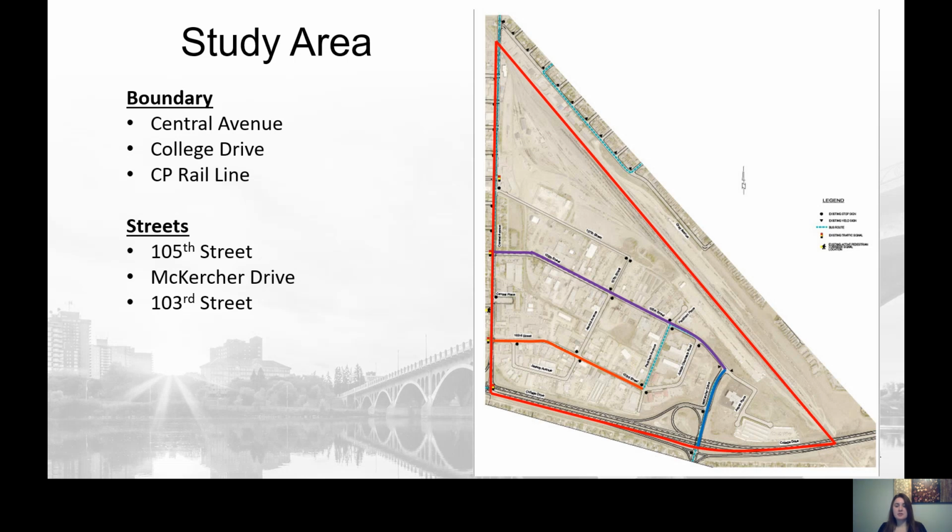The focus of the neighborhood traffic review is existing traffic concerns on the local and collector streets. Arterial streets such as Central Avenue and McKercher Drive are outside of the scope of the neighborhood traffic review.